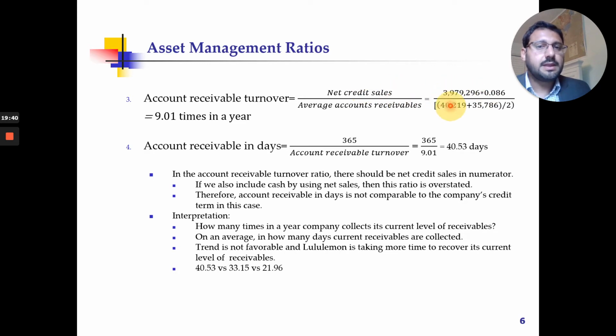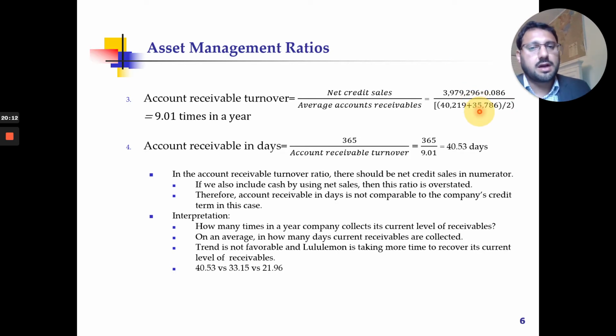So I'm taking the 8.6% of the total sales, and this will give me the net credit sales. And I'm dividing it by the average account receivables. The reason why I'm taking the average account receivable is the same as what I mentioned when I was calculating the average inventories in the previous slides. We just want to take into account the seasonality factor.